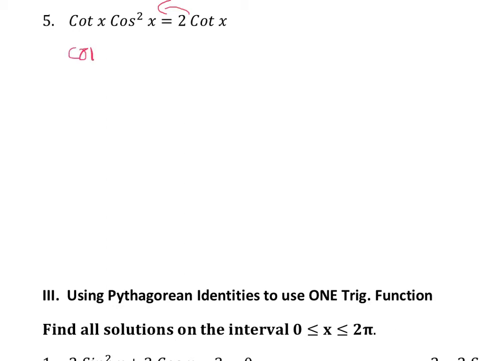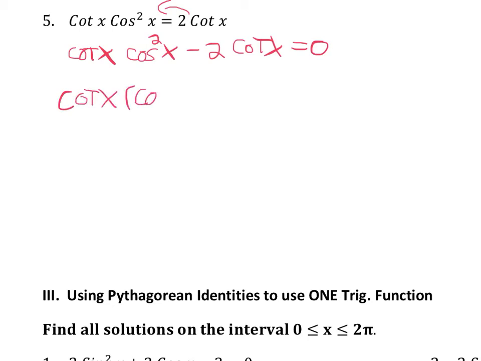So we're going to have cotangent of x cosine squared of x, and then the 2 cotangent of x, if I move it over to the left side, I subtract it. So it's minus 2 cotangent of x equals 0. And then it's just like number 1. You could factor out a cotangent of x because that's the common trig function. So I'll take out cotangent of x. On the inside, we get cosine squared of x minus 2 equals 0. Then same thing, once I have it factored, I take each of the factors and set them equal to 0.